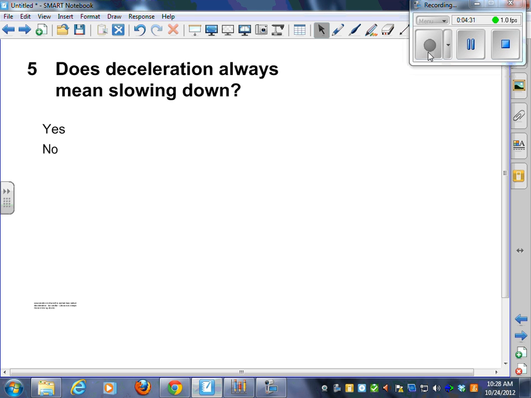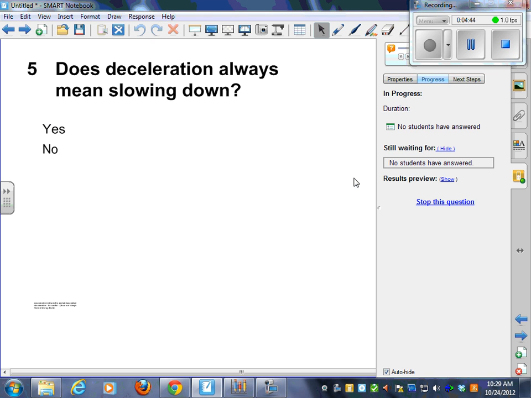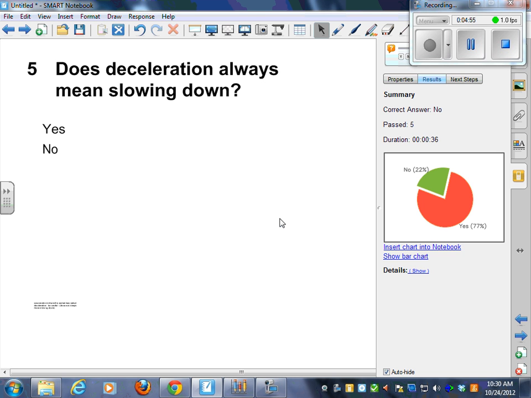Now, does deceleration always mean slowing down? That's the fine print, as I like to say. All right, so does deceleration always mean slowing down? Drum roll, please. The correct answer is no. Let's just see what the fine print has to say.